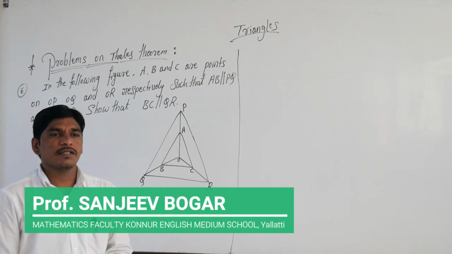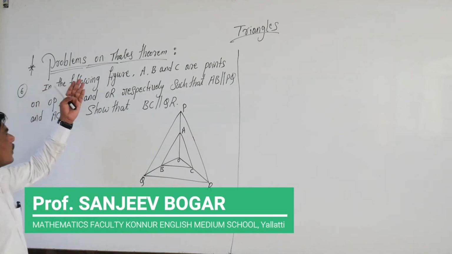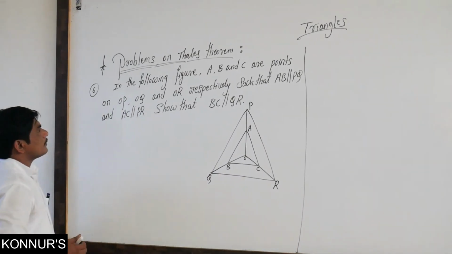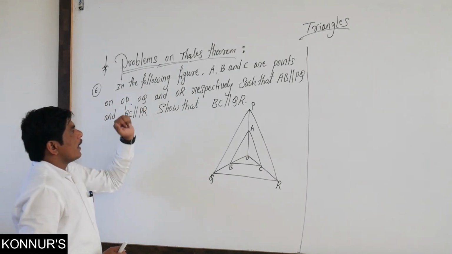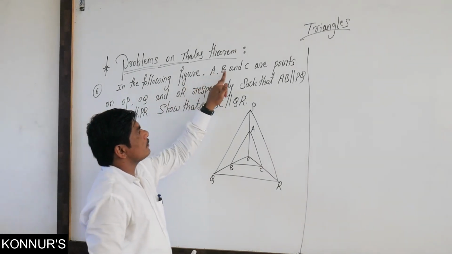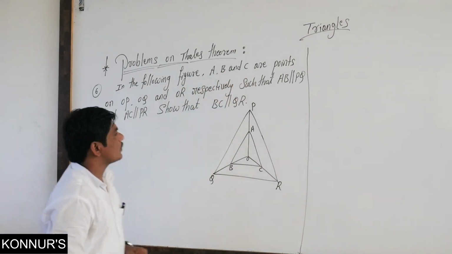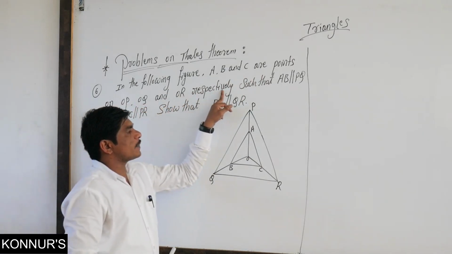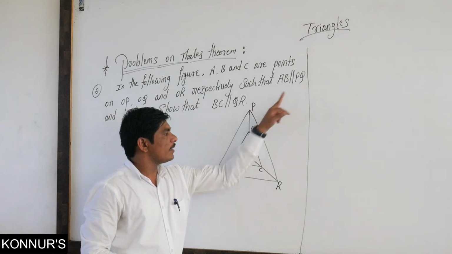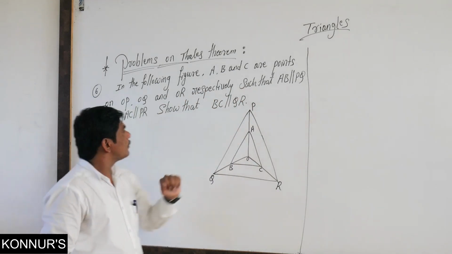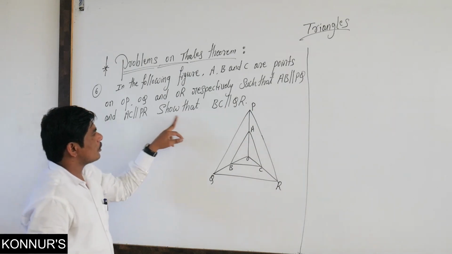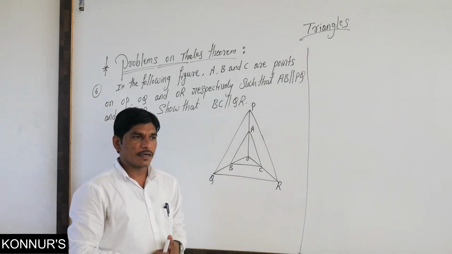Hi students, yesterday we were discussing problems on Thales theorem. Now today we are continuing. In the following figure, A, B and C are the points on OP, OQ and OR respectively, such that AB is parallel to PQ and AC is parallel to PR. Show that BC is parallel to QR.